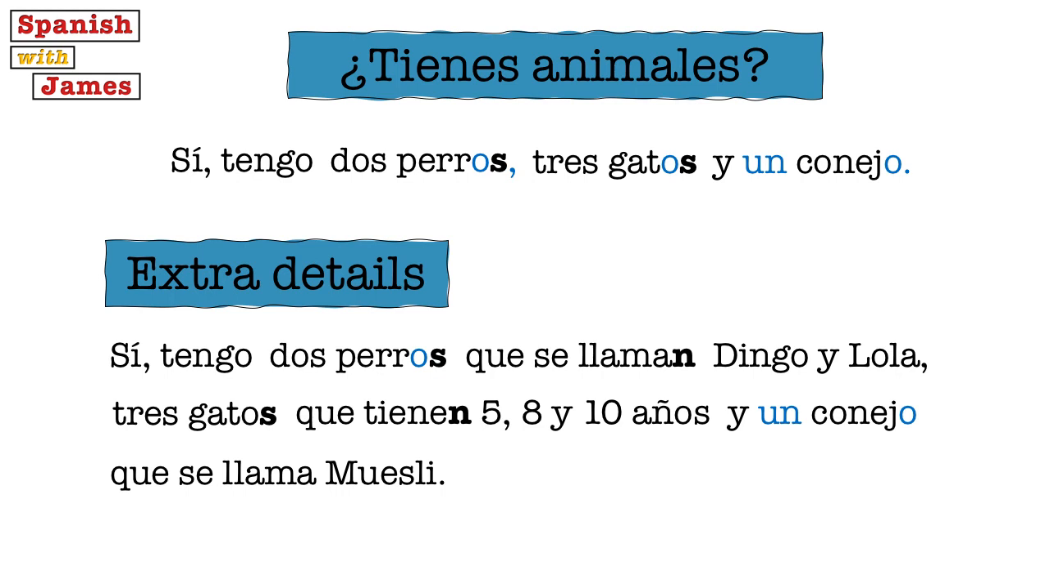So that should give you an idea of how you can make a really nice, extended, really interesting answer to the question, ¿Tienes animales? If you do have pets, try and write a similar response. Give the names, the ages of your pet or your pets. If you don't, then go back and look at how you say, no tengo animales, pero me gustaría tener dos perros que se llamarían Dingo y Lola. Okay, so you can talk about what animals you would like to have and what they would be called.